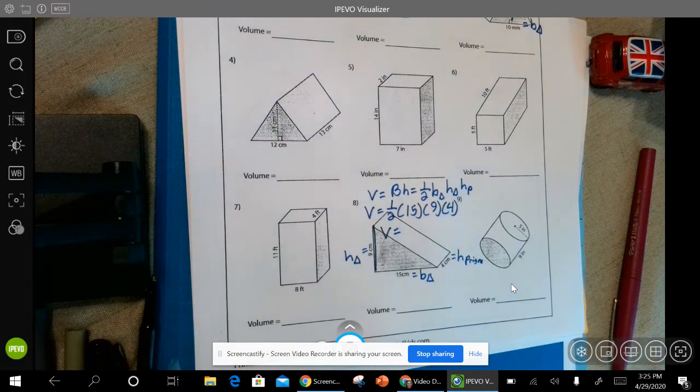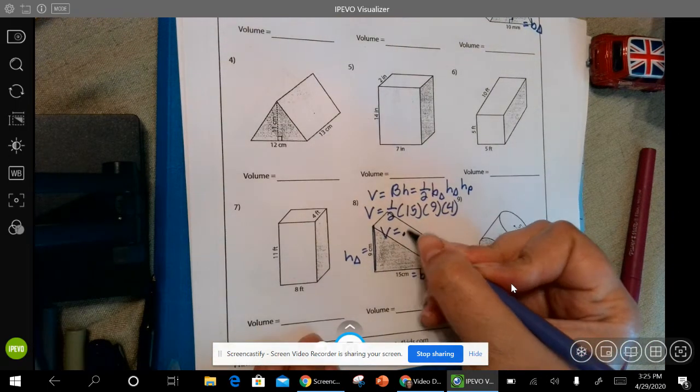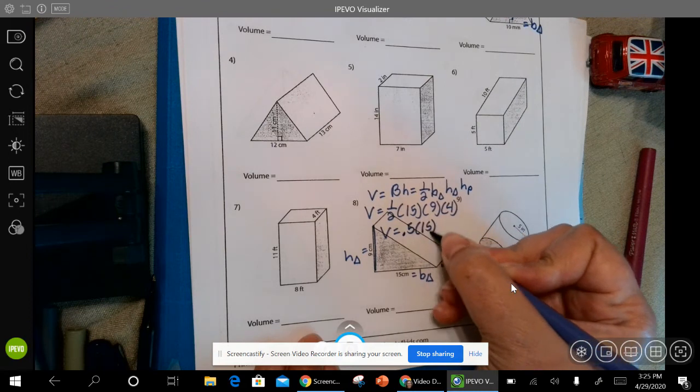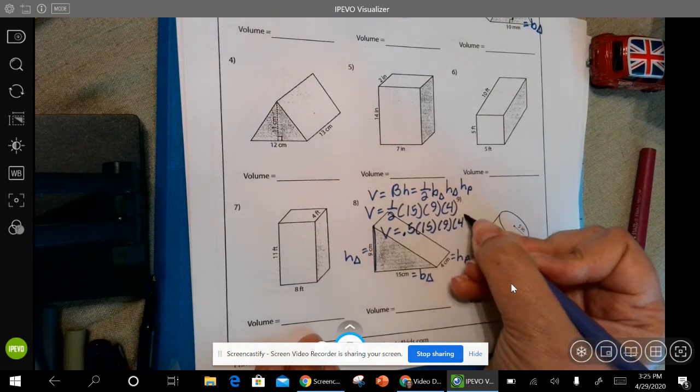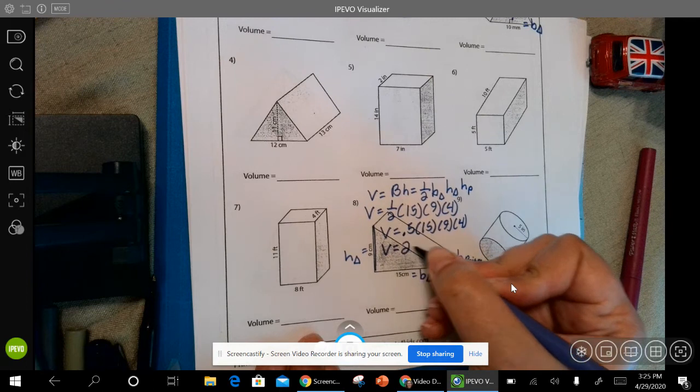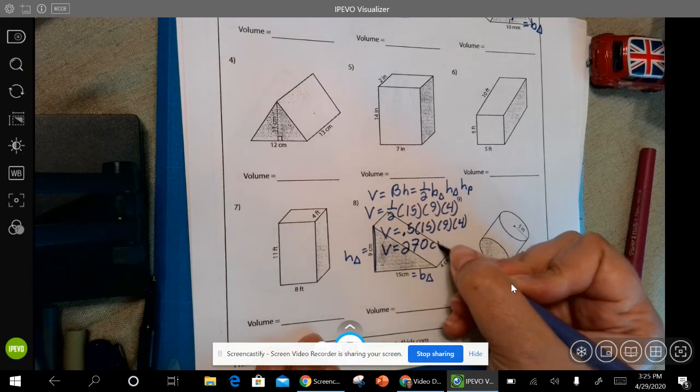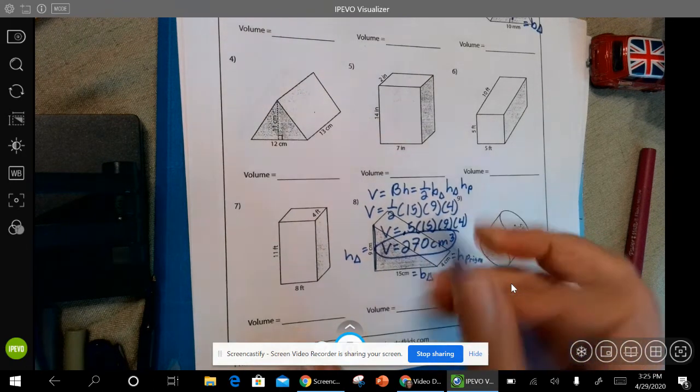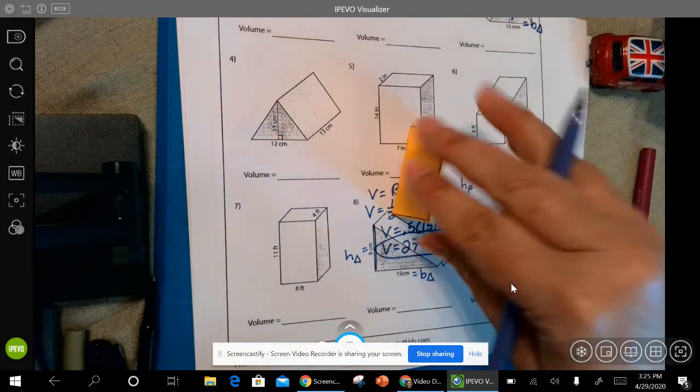And the 1/2, everybody, remember I always think of it like half a dollar is 50 cents. So you can also do 5/10. So 5/10 times 15 times 9 times 4. I just wanted to show you that, everybody. So the volume is 270 centimeters cubed because it's 3D, everybody. So if you look at this one, we're doing 3D.